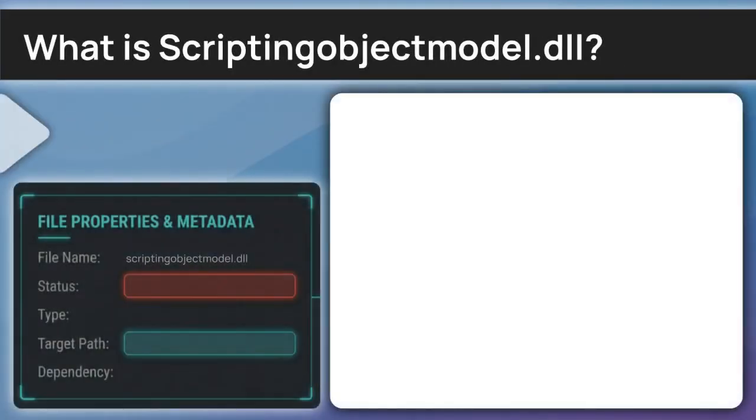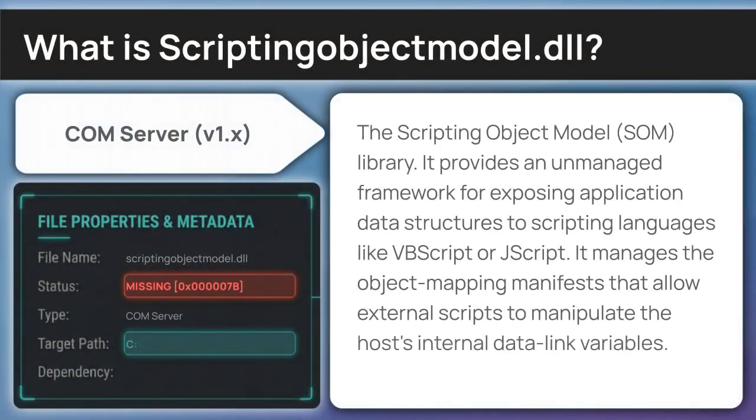This is the Scripting Object Model, the Scripting Object Model SOM library. It provides an unmanaged framework for exposing application data structures to scripting languages like VBScript or JScript. It manages the object mapping manifests that allow external scripts to manipulate the host's internal data link variables.